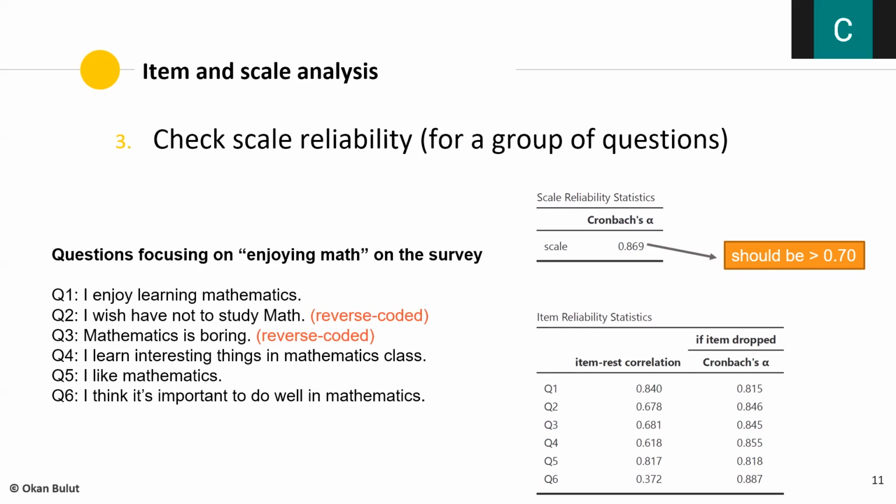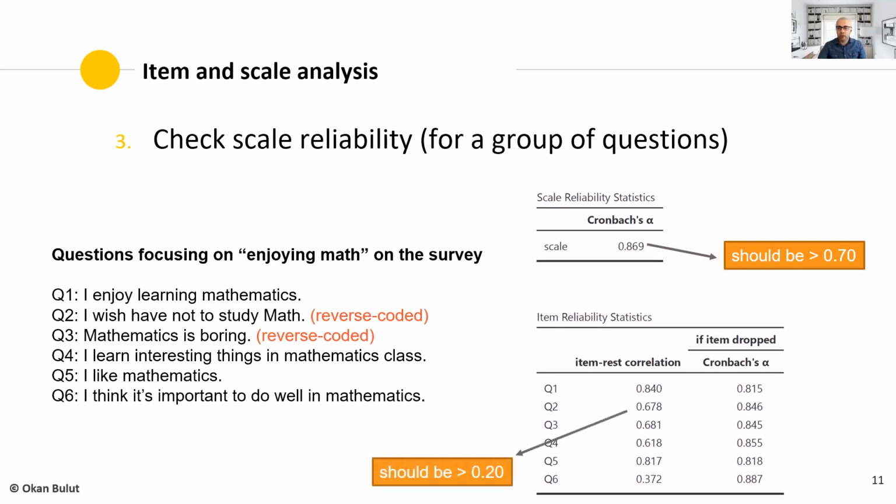The other thing that I recommend looking at is called item-rest correlation. This is the correlation between each individual item and the remaining items on your subscale or survey. We want those correlations to be high, because each item should be moderately or highly correlated with the rest of the items. This is what item-rest correlation refers to. Your threshold should be 0.2: each item should be correlated with the rest of the other items or questions, and the threshold for this correlation should be 0.2.